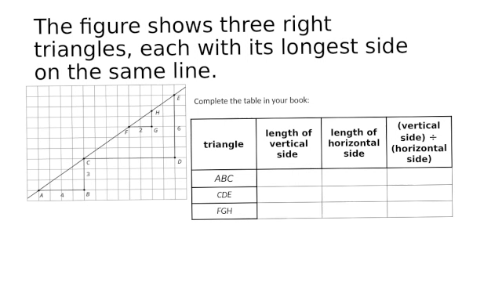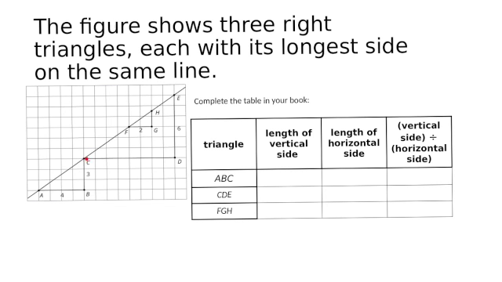We're going to look at this figure or this diagram down below here. And you can see that there are three right-angled triangles here, ABC, CDE, and FGH, and they all have the hypotenuse on the same line. In this table, they're asking you for certain lengths of this triangle. I would like you to copy this into your book and fill out the blanks. One we're going to start doing together.